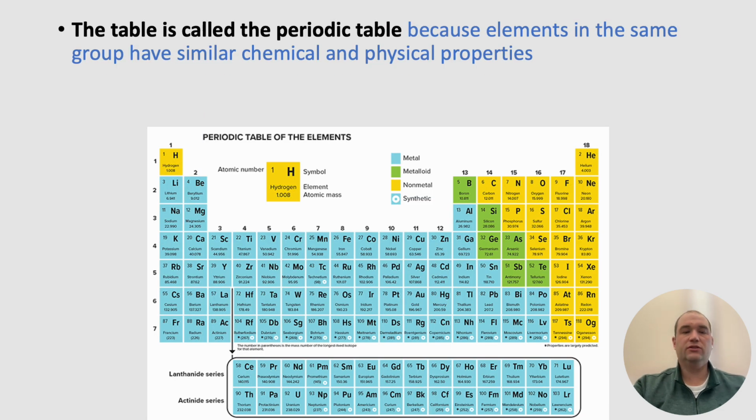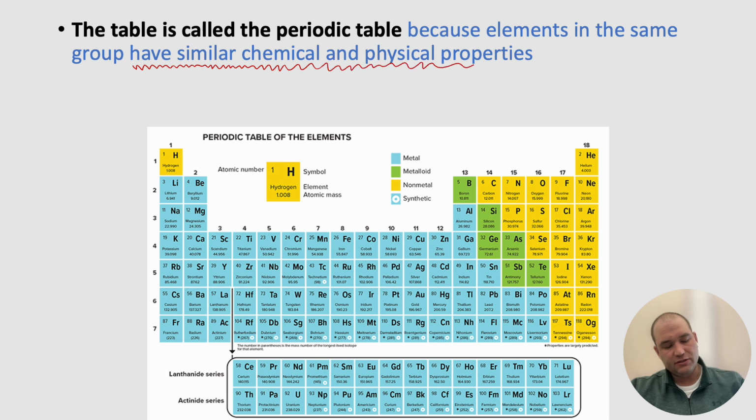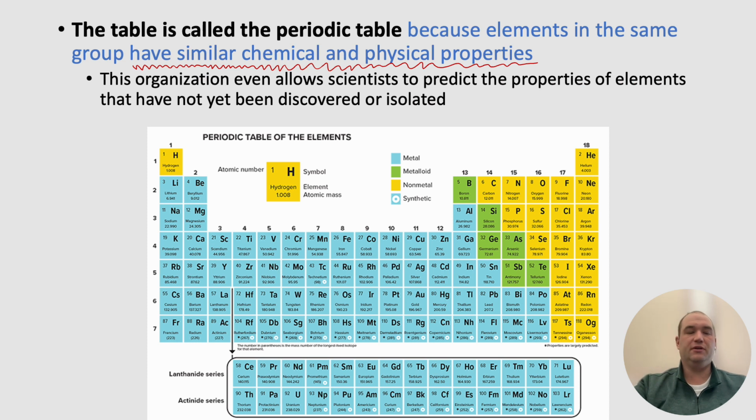Now, the table is called the periodic table because elements in the same group have similar chemical and physical properties. So this is the trend that we're looking at here, that the table is arranged so that when we're looking at them, they have similar properties, both chemical and physical. So this organization even allows scientists to predict the properties of elements that have not yet been discovered.